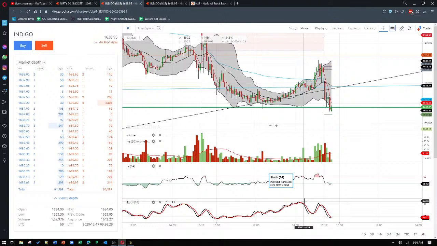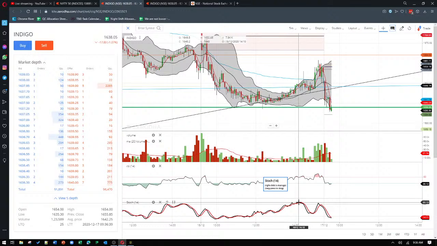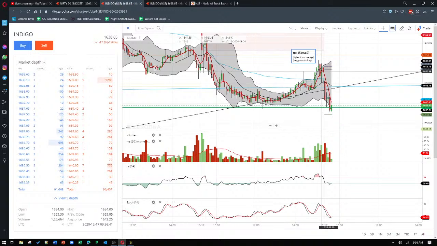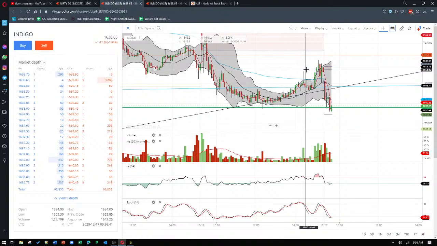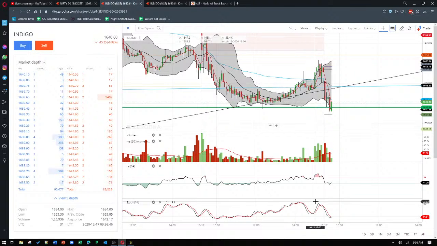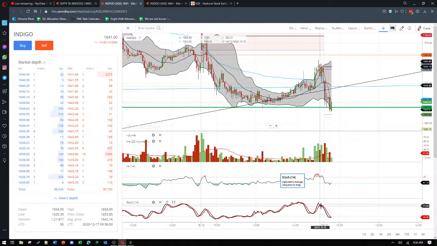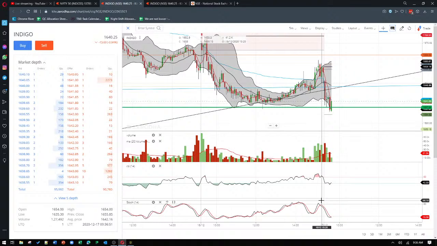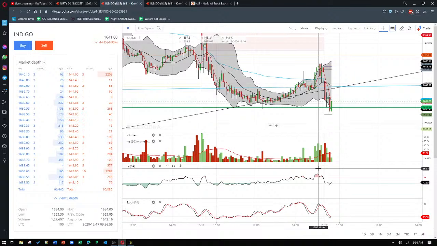You see, there is a divergence here. At this point, it made here, right? And on this point, the price made higher high, but the stochastic did not make higher high. So that is another indication of weakness. But RSI did behave with the price.